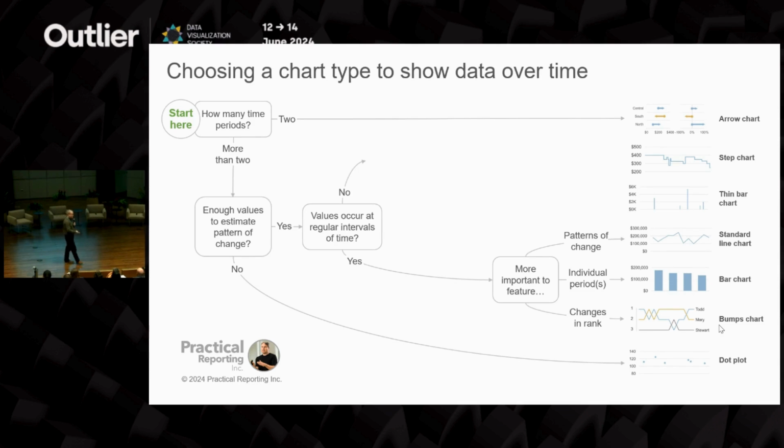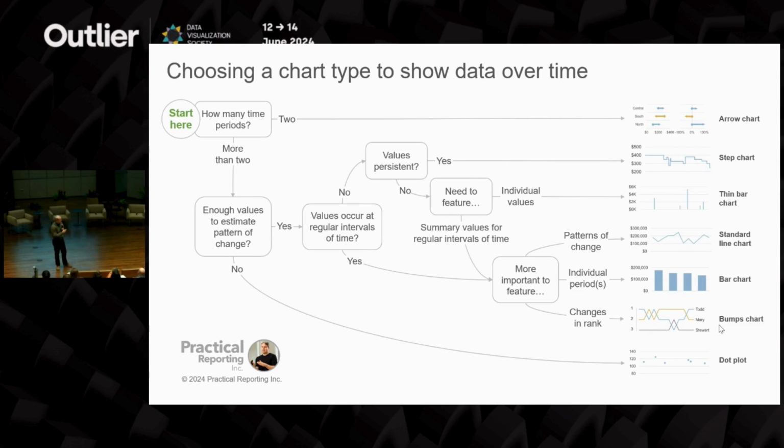Let's say that our values do not occur at regular intervals of time. Then our next question might be, are the values persistent? And if they are, then we should use a step chart. If they are not, and we need to feature individual values, individual sales transactions, for example, well, then we should go with a thin bar chart. And if we need to show summary values, weekly totals, monthly averages, well, then we're going to go to that branch where we have standard line charts, bar charts, and bumps charts.